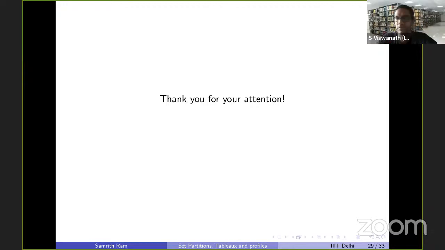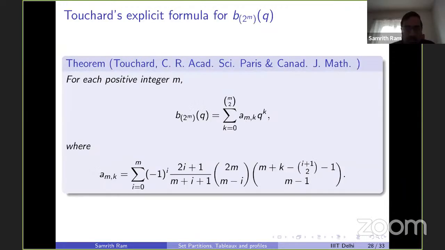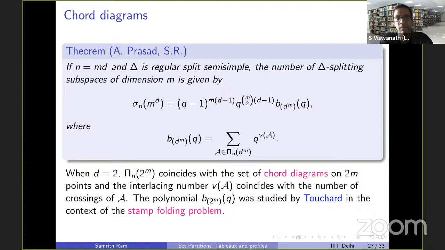So aside from this, I'm just trying to understand the main result. So if it is split semi-simple, then for any profile mu, you have the explicit polynomial. Is that right? That's right.